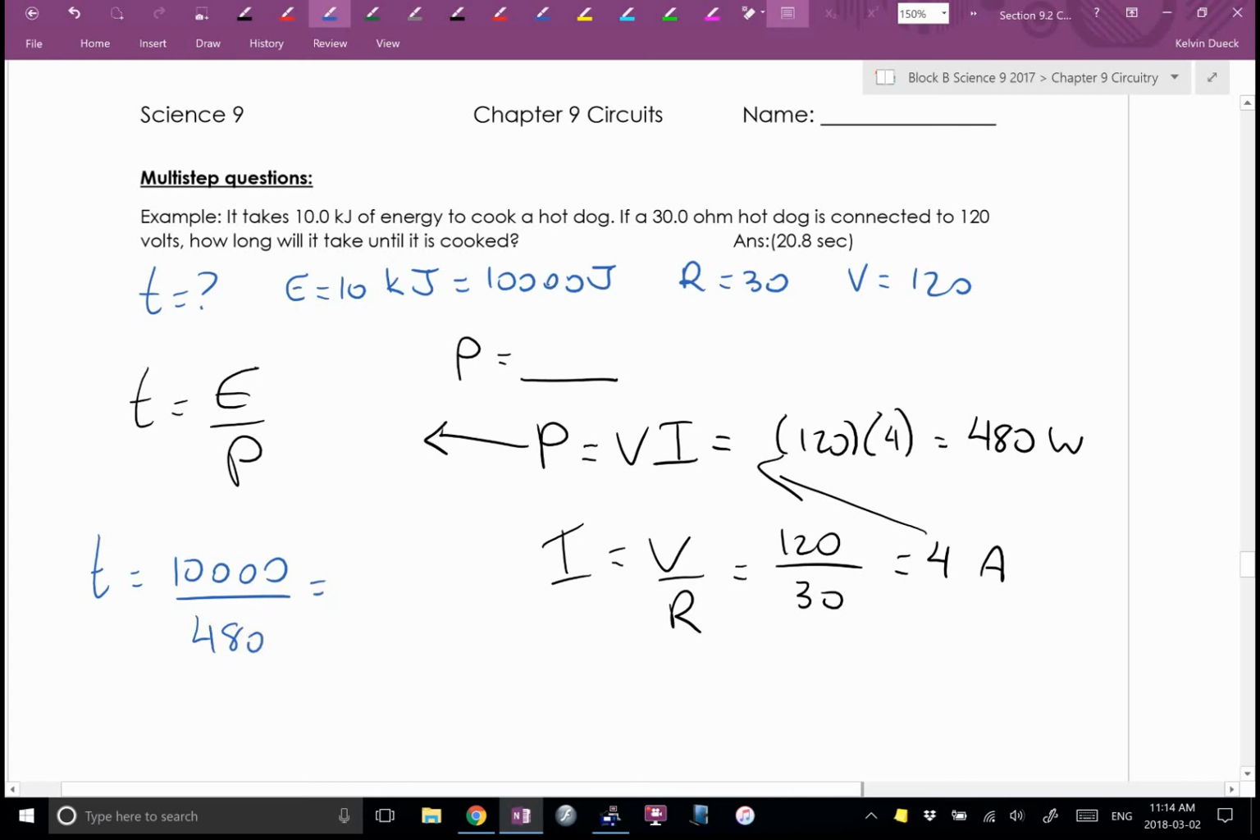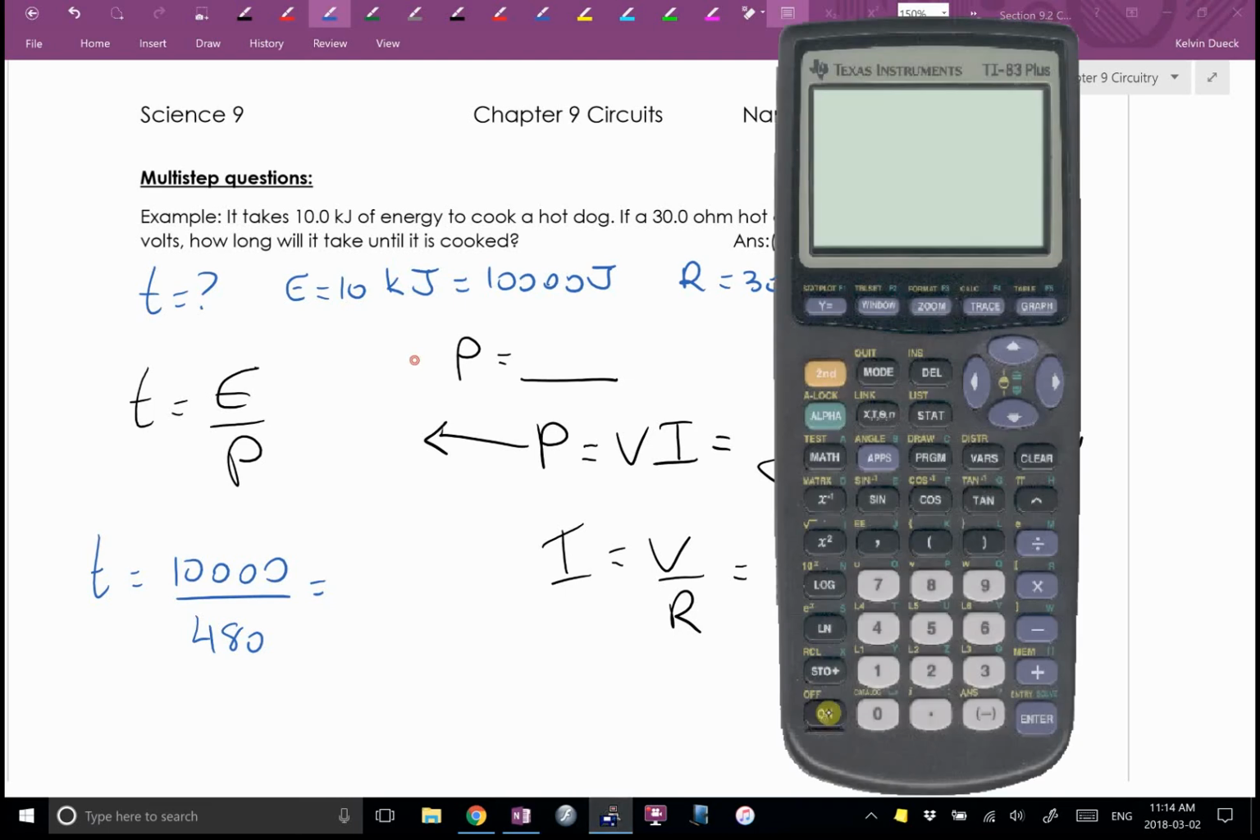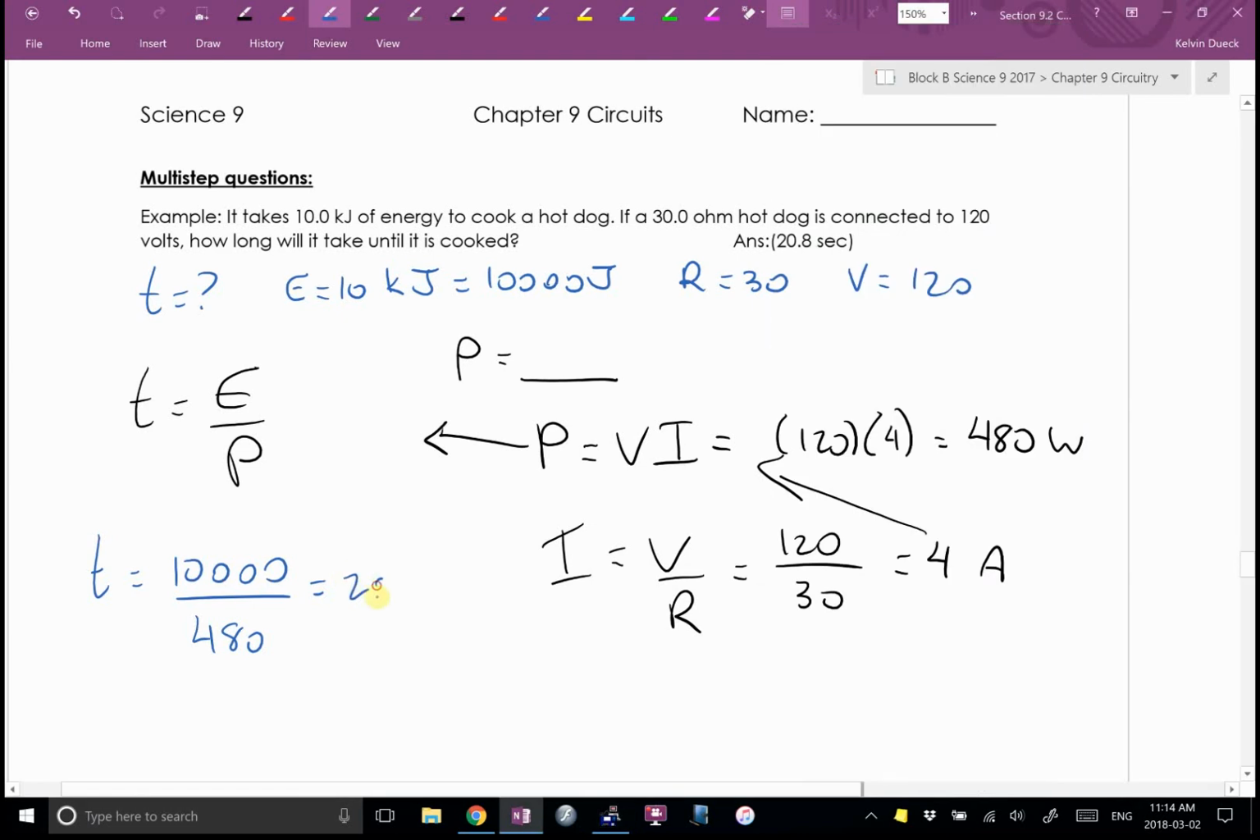So if you have a 480 watt hot dog griller, what's the fastest you can cook the hot dog? So now it's going to be 10,000 divided by 480, 20.833. I'll call it 20.8 seconds, 21 seconds.